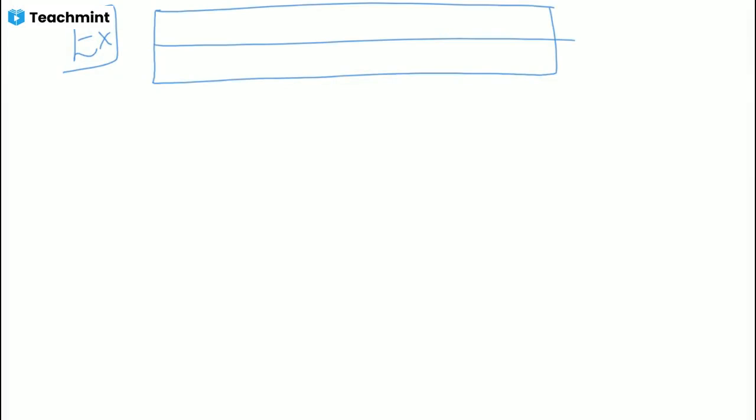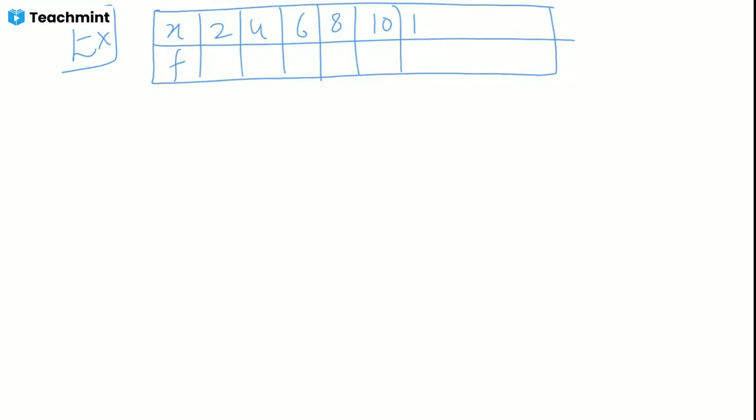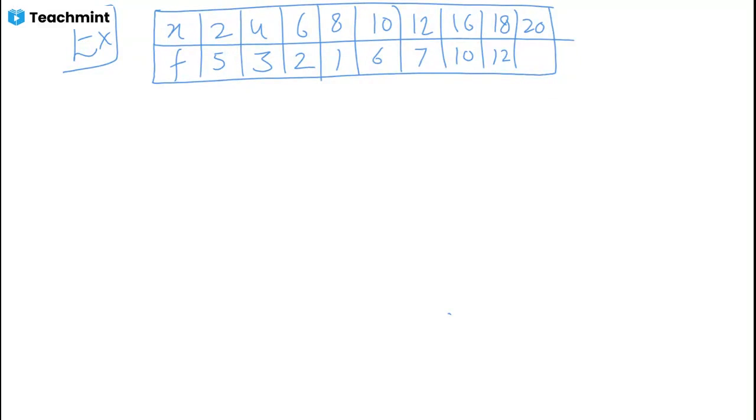So we have x and f. x is 2, 4, 6, 8, 10, 12, 14, 16, 18, and 20. And we have frequencies 5, 3, 2, 1, 6, 7, 10, 12, and 4. And we need to find variance and standard deviation for the given data.